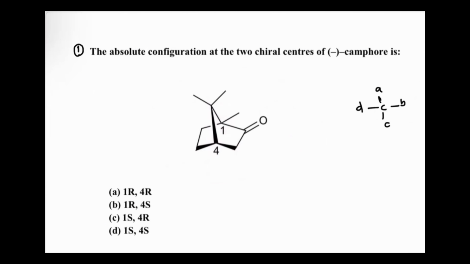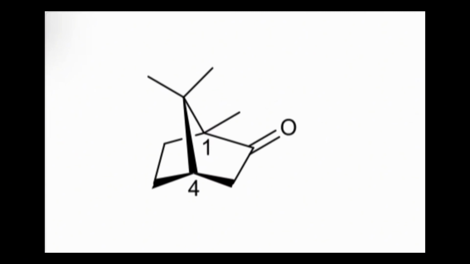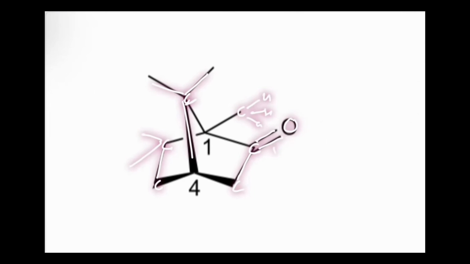And now we are going to see the configuration at these two chiral centers. We'll start with the first carbon. To find the configuration, we have already seen, we need to number the substituents at the chiral center. So in the first carbon, we start with the high priority carbon. Here, this carbon has three hydrogens. This carbon has three carbons. This carbon has one carbon and two hydrogens. And this carbon has one carbon and one C double bond O bond, that means one carbon and two oxygens.